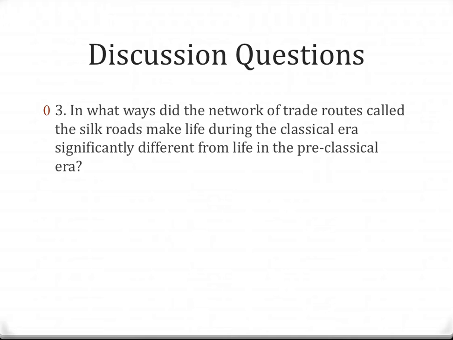All right, so your third discussion question: in what ways did the network of trade routes called the Silk Roads make life during the classical era significantly different from life in the pre-classical era? So pretty much, how did it change?